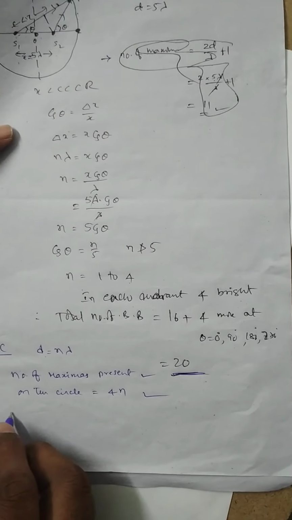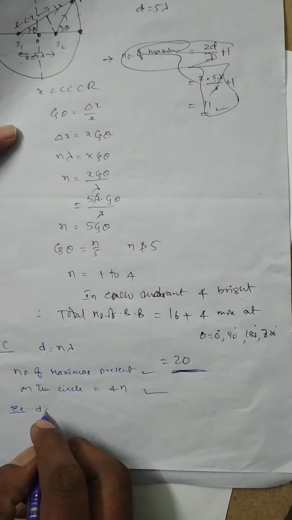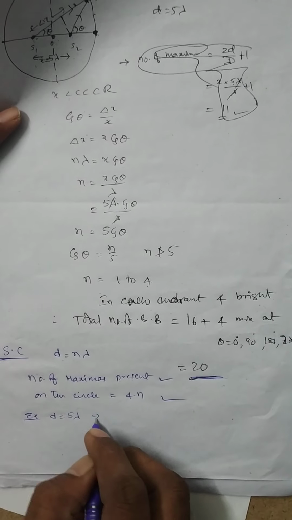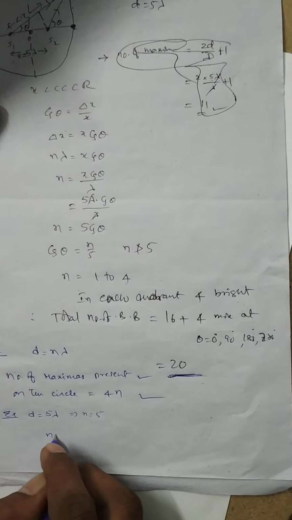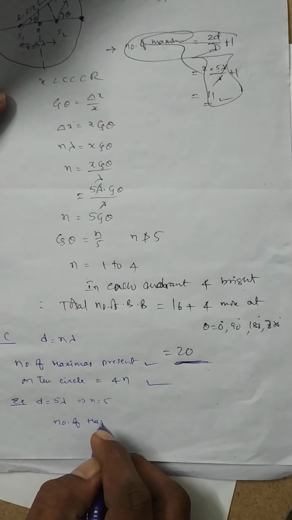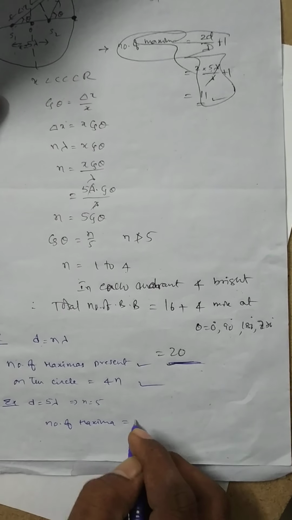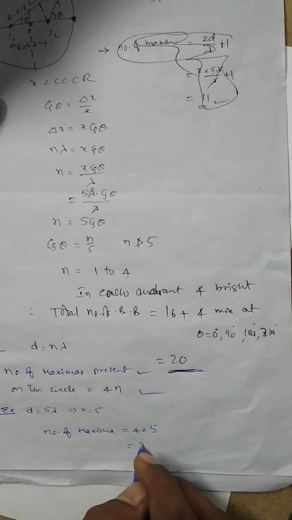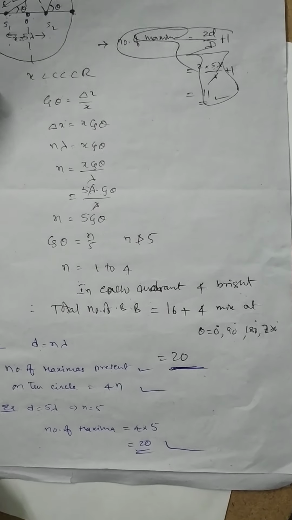Here in the given example, d is equal to 5 lambda, which means n is equal to 5. Therefore, the number of maxima on the entire circle is equal to 4 into 5, that is equal to 20. It is a shortcut method.